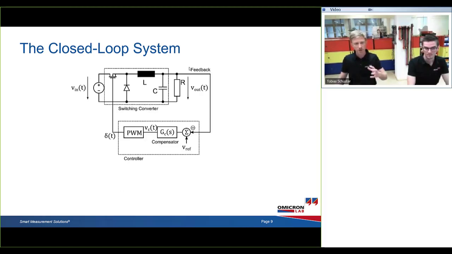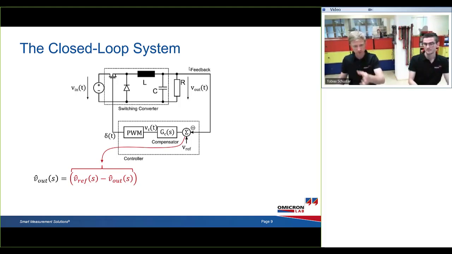So if we try to bring that together and write the formula for that closed loop system, we could say, let's start at the output voltage. How is the output voltage created? That consists of the error voltage, which is reference voltage minus output voltage. So here we have the error voltage.